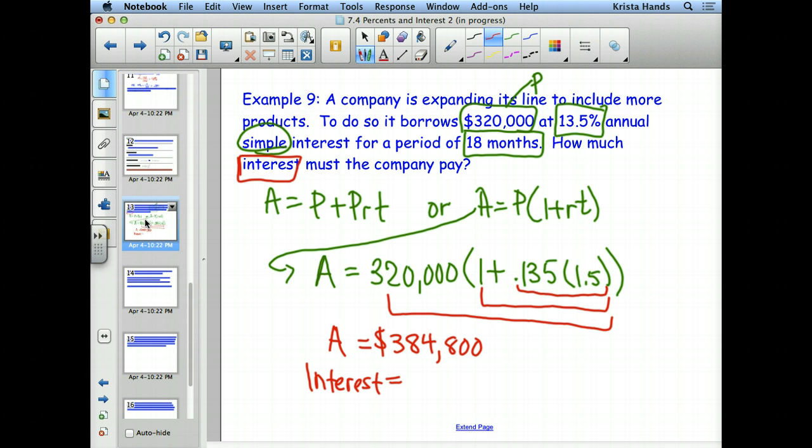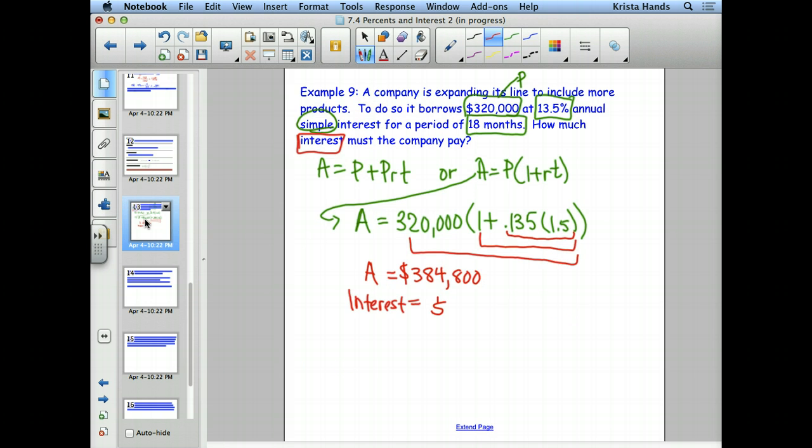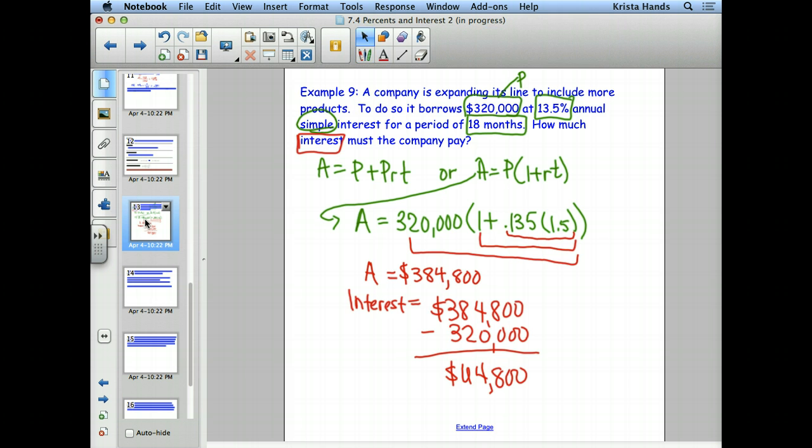Yeah, I would take this original 384,800 and I would subtract the 320,000, the principal. What is the interest I paid for my loan? It's a lot of money, and in 18 months too, right? Wow, my goodness. They get you on the interest. $64,800 in interest. Yeah, it'd be a lot, wouldn't it? Okay. Any questions on this one?